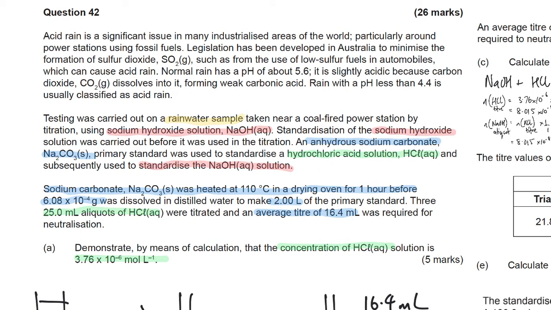So again, the average titer of 16.4, you should know that it's sodium carbonate because you've got aliquots of hydrochloric acid, so the other chemical must be the titer.